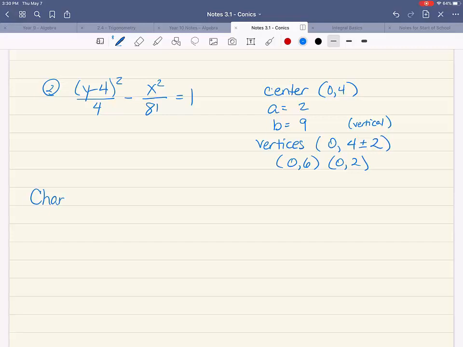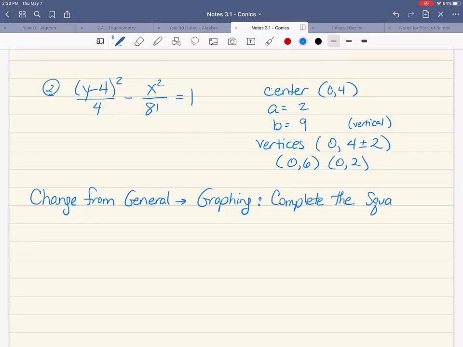To change from general form to graphing form, we're going to do exactly what we've been doing on the last 2 lessons, and that is complete the square. Now the complete the square here is 95% the same as before. It just has one slight change. I'm going to highlight that in red when I do it. It's going to be almost exactly like the ellipse except for this one little bit.